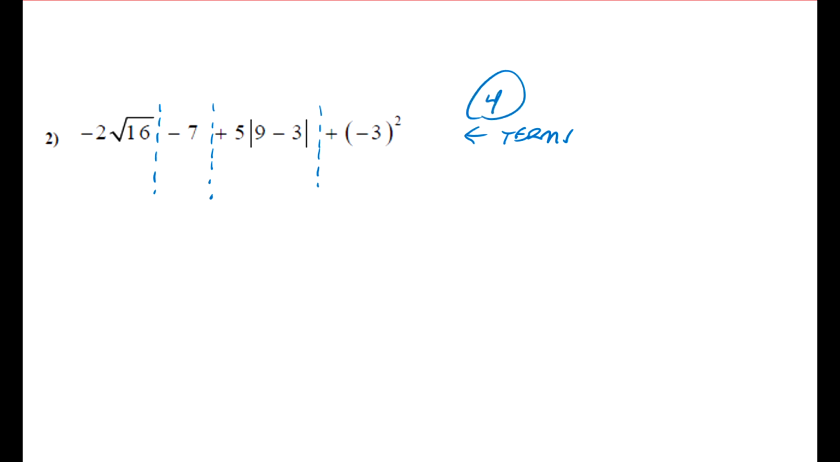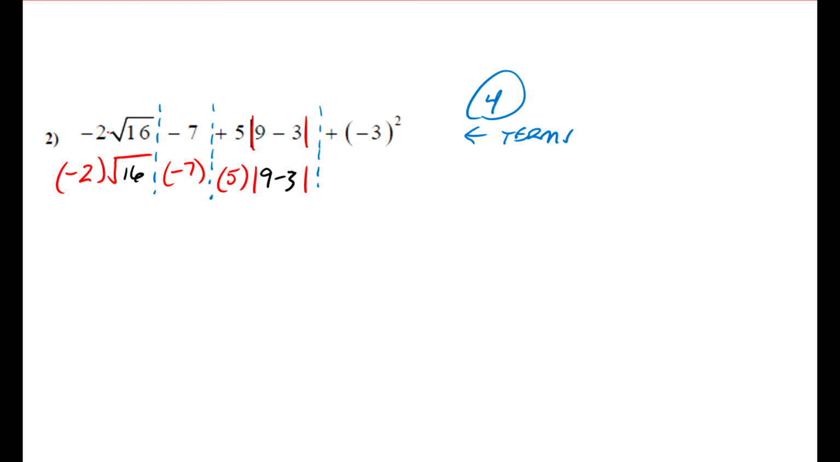Each term, then, let's look at the factors. So the first term, -2, this would be times the square root. So -2 is a factor. And then the square root of 16 is another factor. So again, the negative 7 is the only term. So negative 7 would be that factor. And then the absolute value signifies a factor. So this term would have a factor of 5. And then the absolute value of 9 minus 3, or 9 and negative 3, would be the other factor. So that has two factors.